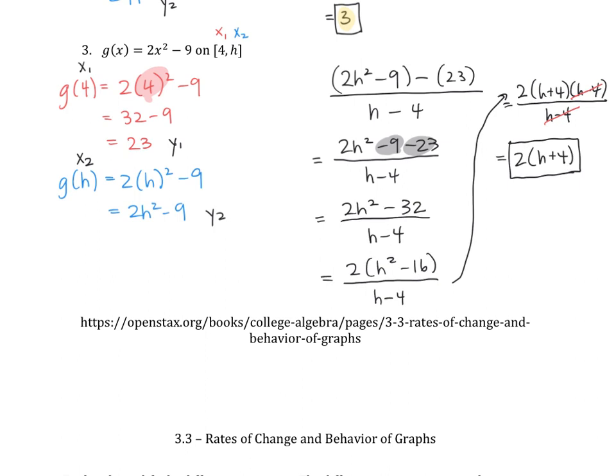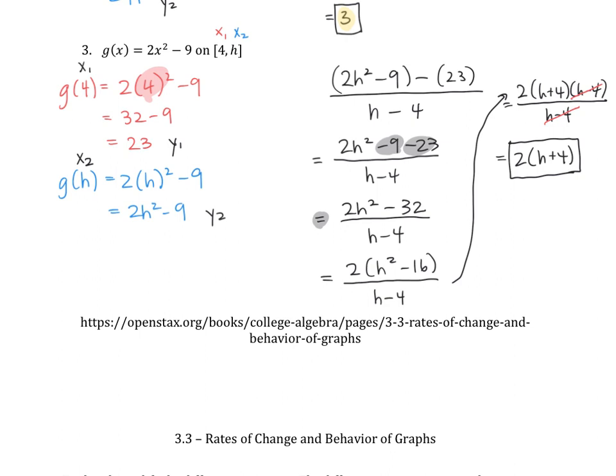So once you get to this step right here, don't forget to try to factor the numerator or denominator and then reduce if possible. Otherwise you won't get full credit because you didn't take it all the way and simplify it.